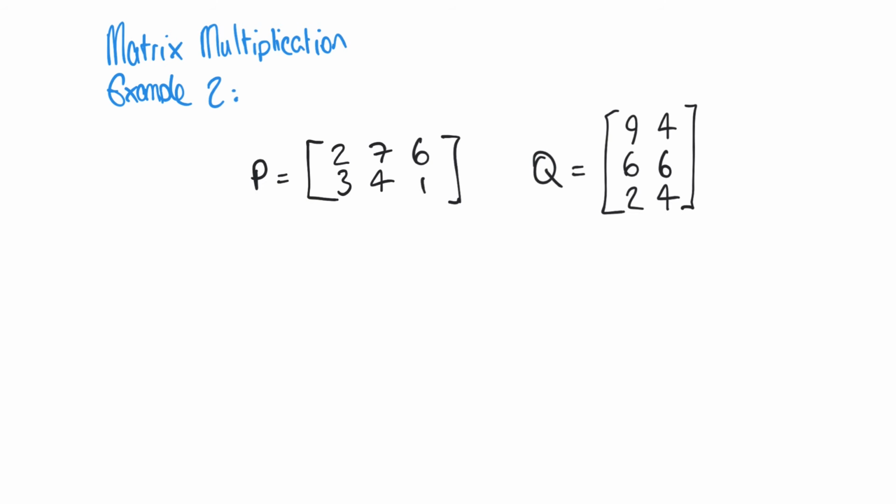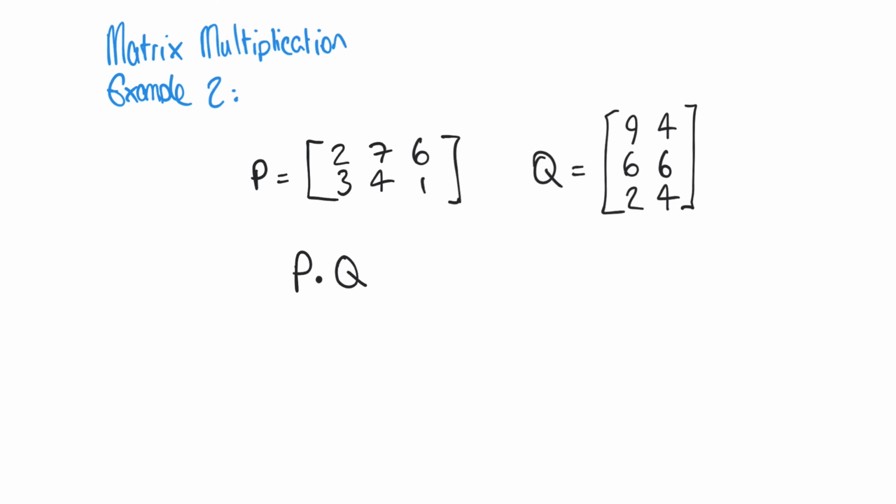Let's have another example of matrix multiplication. Here we have two more matrices, which we've called P and Q. But this time, the matrices are of different dimensions. Our first matrix is a 2 by 3 matrix. It has 2 rows and 3 columns. And we're multiplying it by a 3 by 2 matrix. And so we want to find P dot Q.